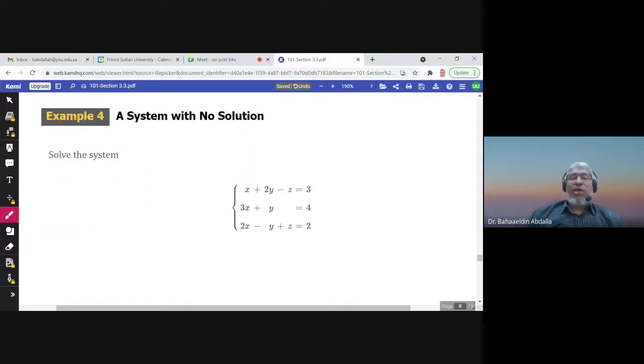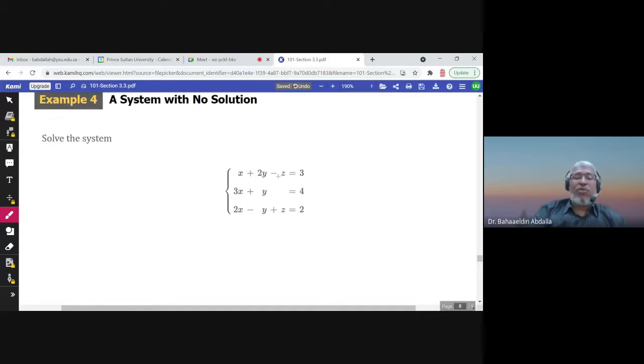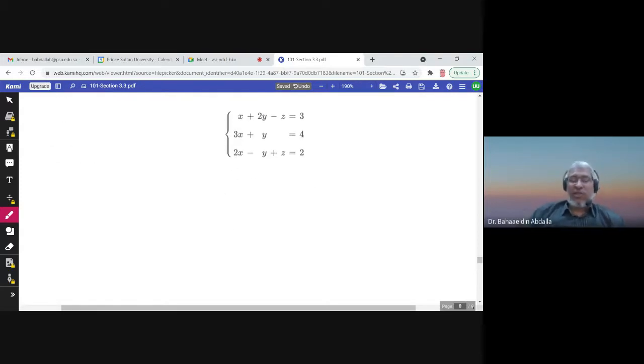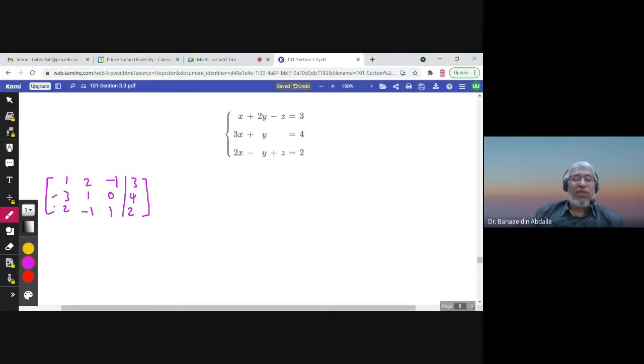Another example, a system with no solution. Let us solve this system. Let me write the augmented matrix. 1, 3, 2, 2, 1, negative 1. Coefficients of z are negative 1, 0, and 1. There is no z in the second equation. 3, 4, and 2. Well, this number has to be 1. It is 1. Good. Now I use it to make these numbers zeros. Okay, 3 and 2 should be zeros.